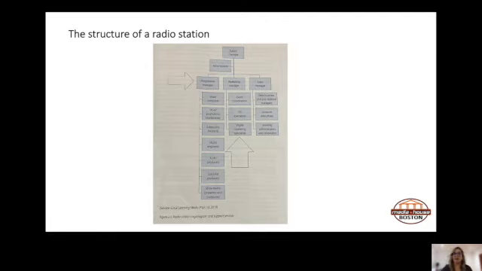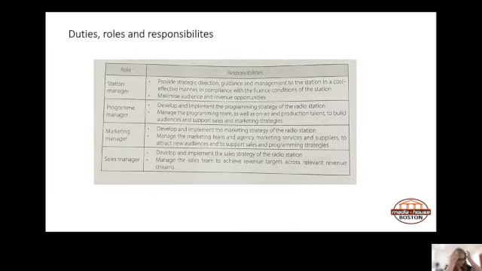So what we're going to do now is look at each individual role and their responsibilities, as each person in each pillar of a radio station is responsible for various actions and tasks. We look at a brief breakdown, and I say brief because this is the tip of what, for instance, a station manager at a radio station will do. But the responsibility of a station manager is to provide strategic direction, guidance, and management to the station in a cost-effective manner in compliance with the license conditions of the station.